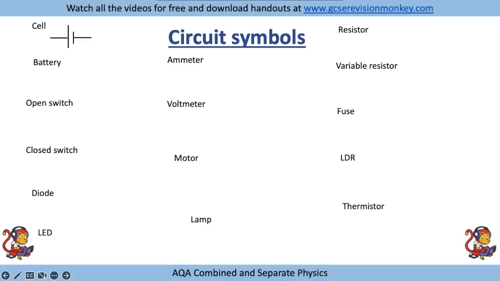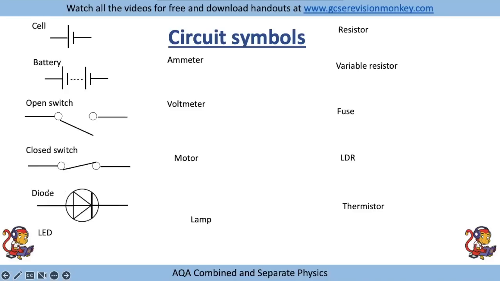So first of all, we've got our cell, and the longer line represents the positive and the shorter line the negative. If you have lots of cells together, you make a battery. And then we've got the switches, the open switch and the closed switch. You've got the diode. And if you look carefully with the diode, to help you remember, it looks like a D, an I, and an ode. That might help you remember it.